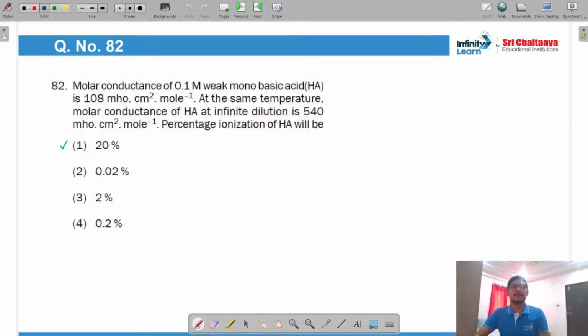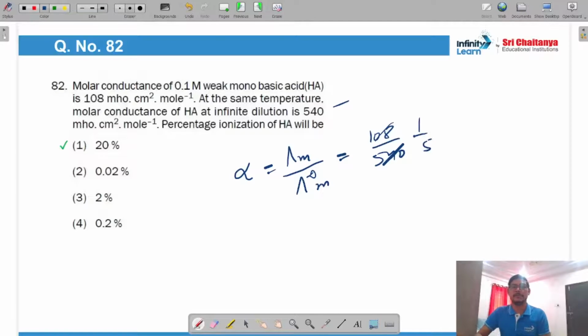Molar conductance of 0.1 molar weak monobasic acid is 108 at the same temperature. Limiting molar conductance is 540. Remember, guys, the degree of ionization is lambda m at concentration C divided by lambda infinity m. In this case the values are given as 108 divided by 540. So this would be 1 by 5, that is 0.2. And percent ionization, of course, is 100 alpha. You multiply it by 100, so you'll get 20% as the correct answer.